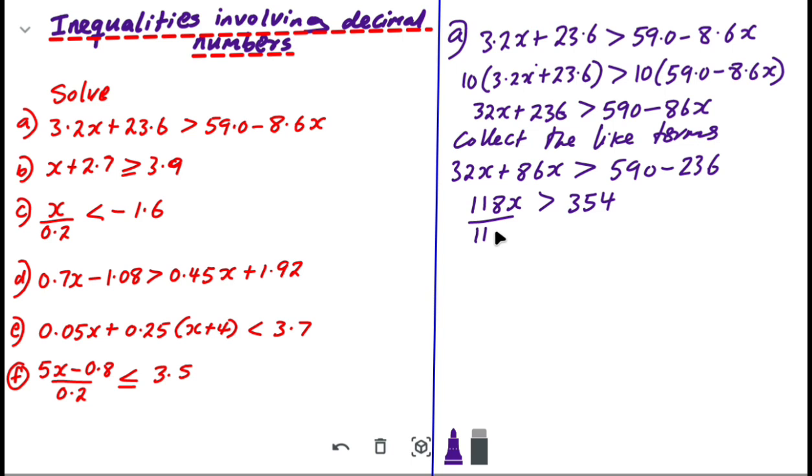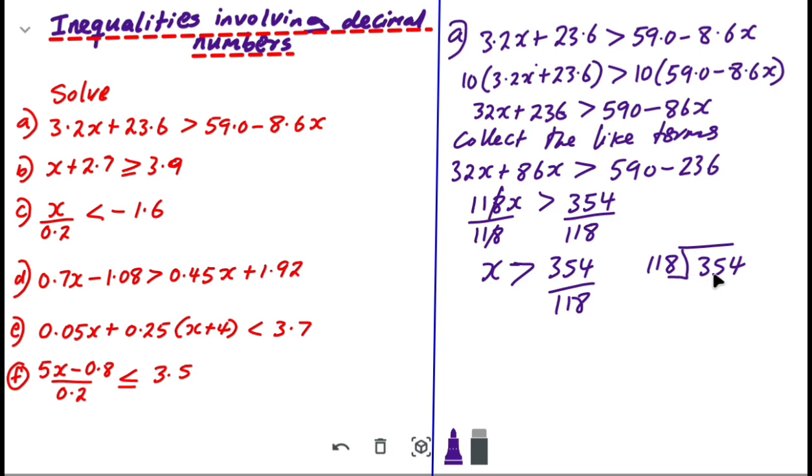By the coefficient of x, 118. Now, if we divide this, our x is going to be greater than 354 divided by 118. And if you take a long division, 118 can go in 354 how many times? It will go 3 times. 3 times 118 will give us 354. So, x is greater than 3.